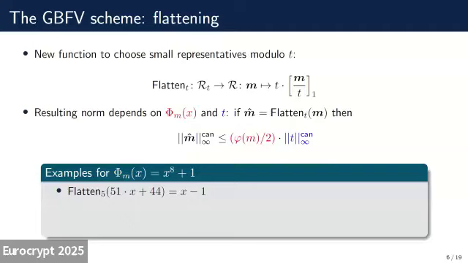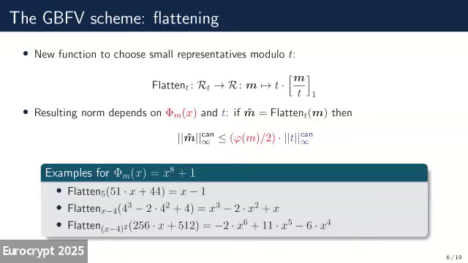Okay, to make this a little bit more concrete, I have a couple of examples. Where t is an integer, for example, t is equal to 5 in this first example, then flattening will just correspond to a coefficient-wise reduction mod 5. If t is a linear polynomial, here x minus 4, then flattening will just be a base 4 expansion. This means that we replace 4 with x everywhere.